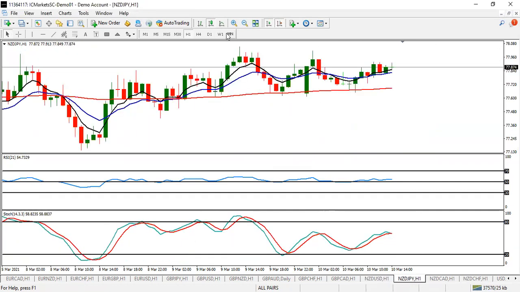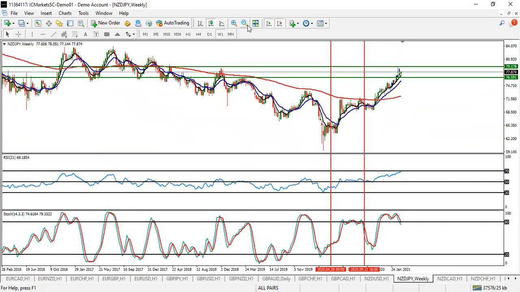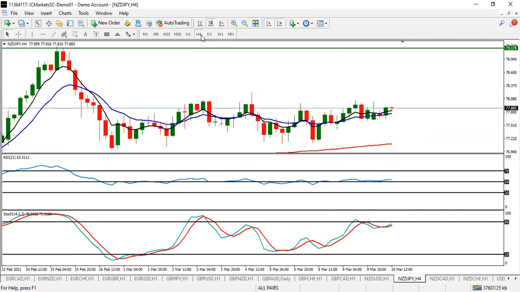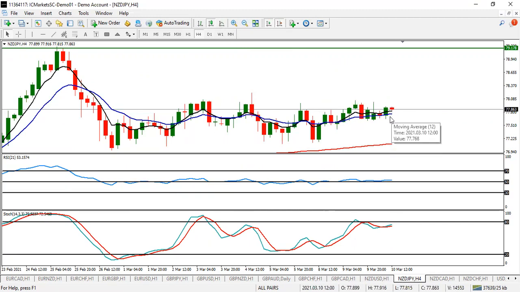NZD JPY. Resistance has been touched on weekly, but we are waiting to see what the market is going to do next, as the current candle is still pulling up to the upside. So this may give us some kind of trade entry. I can see a trade entry already happening right here. This very trade is already activated for a buy as at the time this analysis is made. So this is a buy entry right now.